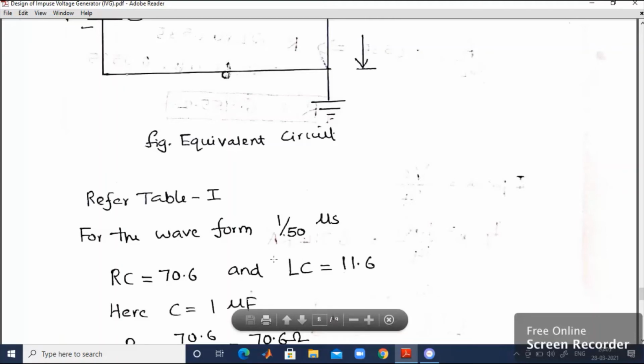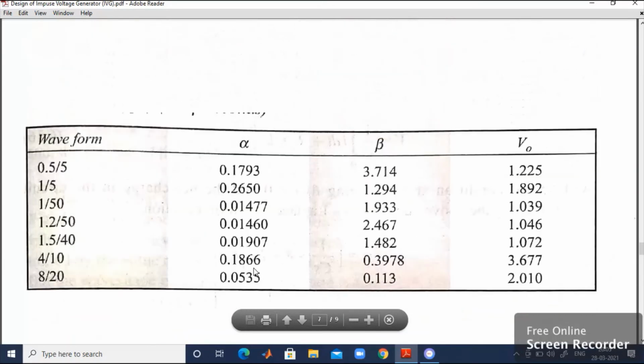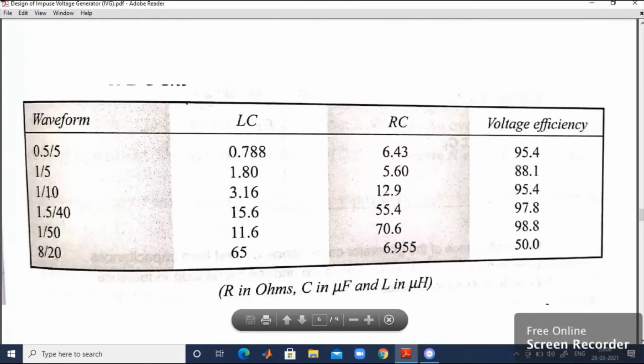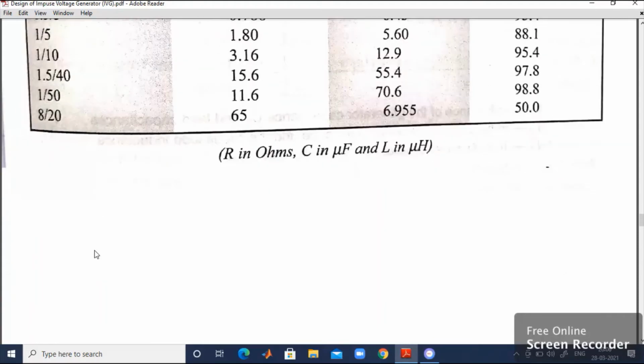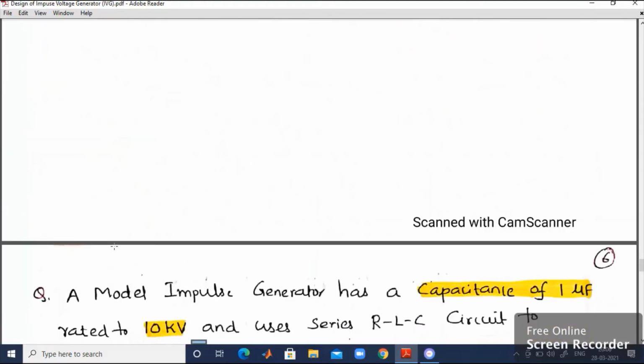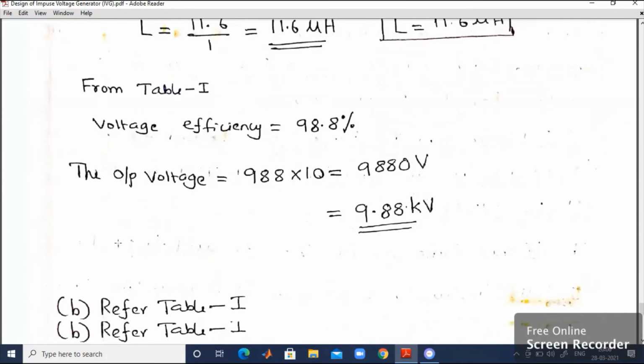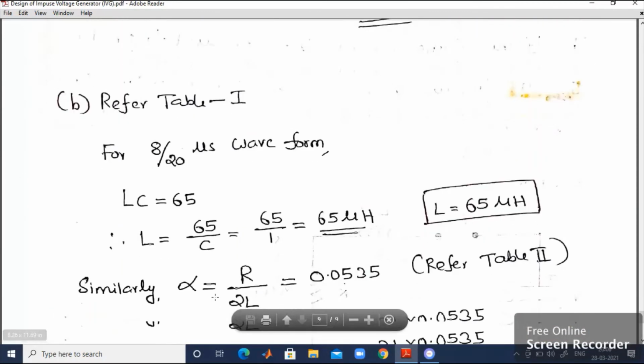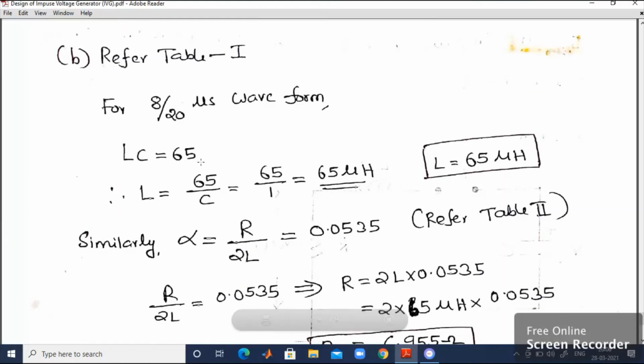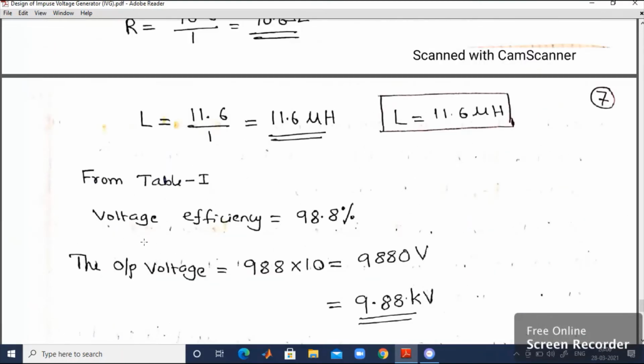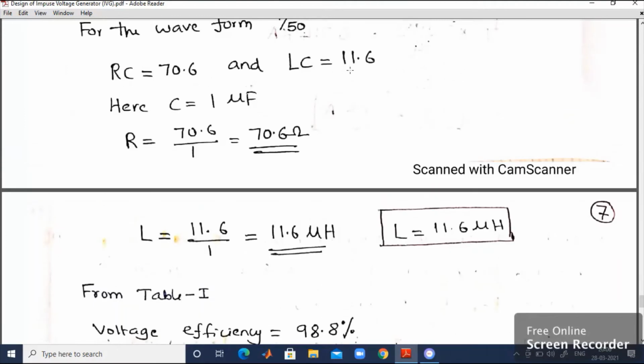Let us cross verify if you want. Go to table 1 and check out the 1/50 microsecond waveform. Here obviously LC is equal to 11.6 and also RC is equal to 70.6. It is very clear. You have to note down those particular values in your notebook or data sheets or your rough book. They have directly given us LC is equal to 11.6 and RC is equal to 70.6.